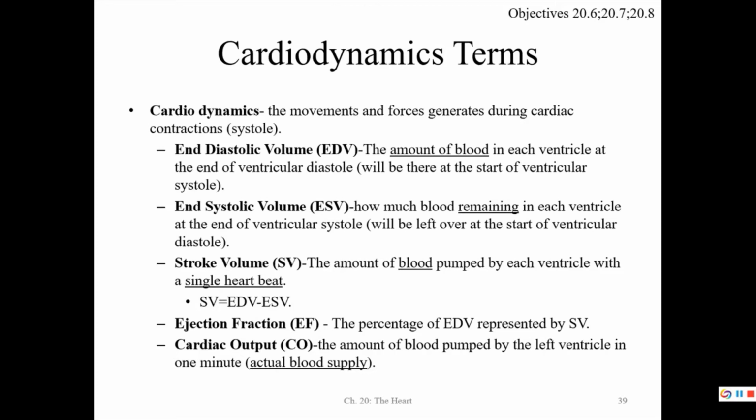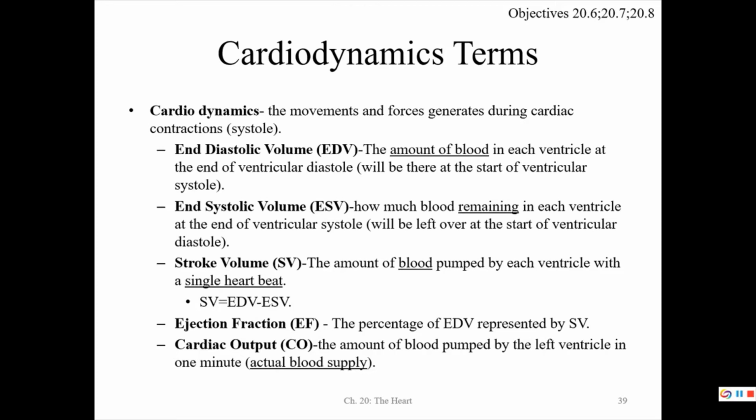It's the remaining. So think of EDV as how much food Granny cooked. Think of ESV as how much food Granny's leftovers. And stroke volume is how much food Granny served. There we go. I got my analogy messed up there a minute. Now, that is the amount of blood pumped with each beat, with one heartbeat. Now, there's going to be a percentage of EDV represented by stroke volume. We'll talk about that in a minute. It's called an ejection fraction, and we'll calculate that.